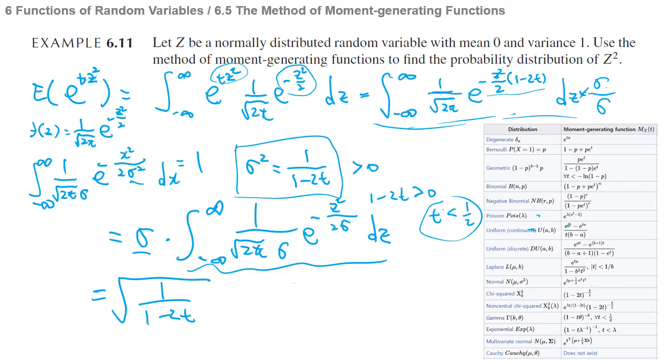Now let's look at the moment generating function table to see if we have this kind of form. For the chi-square distribution, we have (1 minus 2t) to the power of minus k over 2, and if k is 1, this is exactly this one. So this is the moment generating function for chi-square 1. We can conclude that z squared follows the chi-square distribution with 1 degree of freedom.